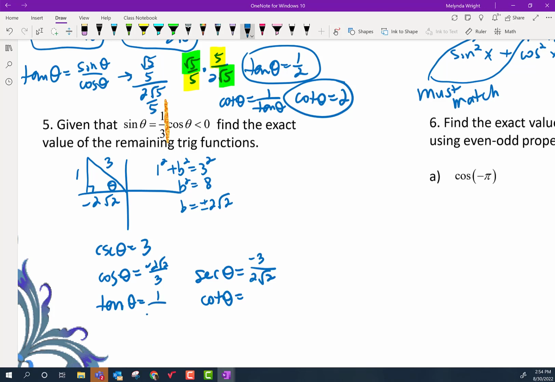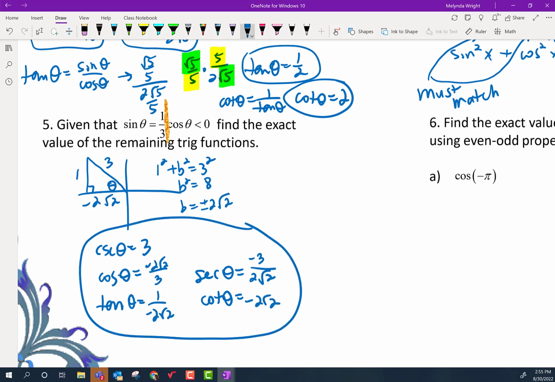Tangent is TOA, SOHCAHTOA, opposite over adjacent. So 1 over negative 2 root 2. And cotangent, we just flip it right upside down. Negative 2 root 2 over 1 is just negative 2 root 2. And there's our other 5 trig functions. Okay. Are we comfortable? Okay.